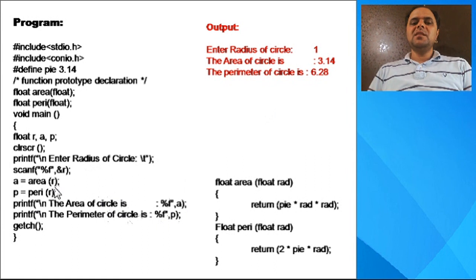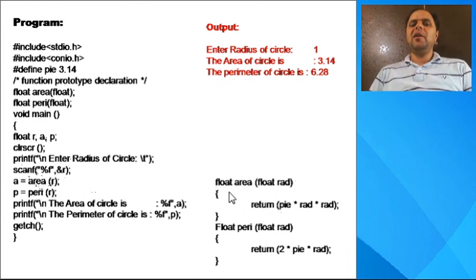Call by value means the value of the actual argument is copied to the formal arguments. Once the value of the actual arguments is copied to the formal arguments, if any change happens after that in the actual arguments, it will not affect the formal arguments. It will not affect the definition of the function. This is call by value.